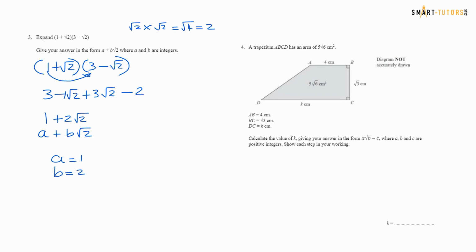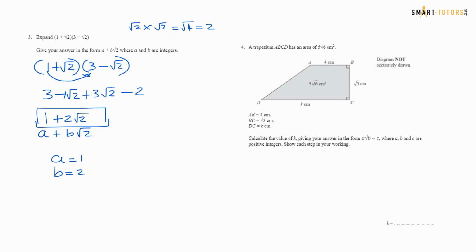So this is the answer, but sometimes they ask you to find the a and b integers. Here, where a and b is a form, as long as you present the answer as 1 plus 2 root 2, that format is exactly correct.